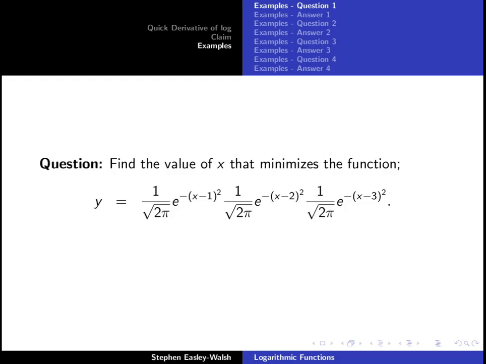Let's look at an example. Find the value of x that minimizes the function y equals 1 over root 2 pi e power minus (x minus 1) squared, times 1 over root 2 pi e power minus (x minus 2) squared, times 1 over root 2 pi e power minus (x minus 3) squared.